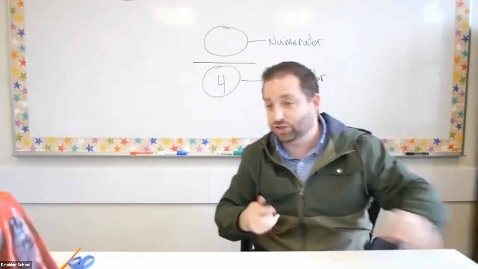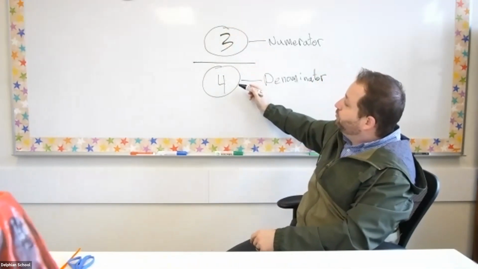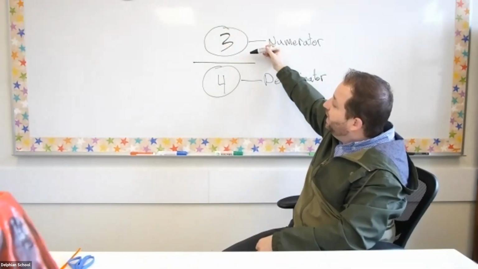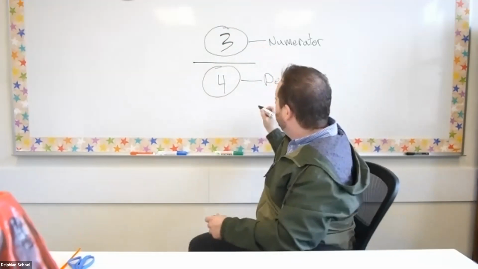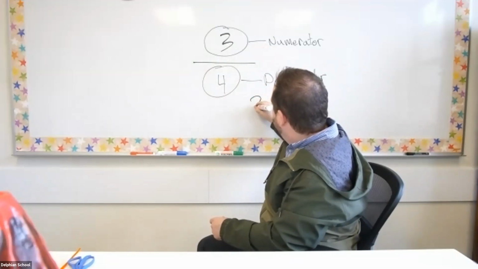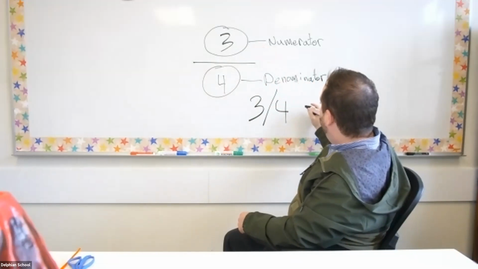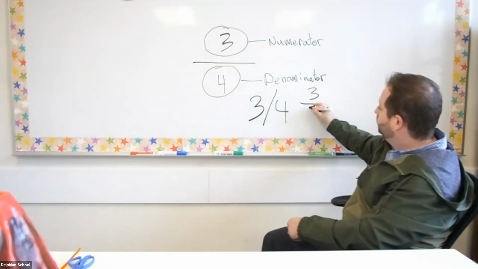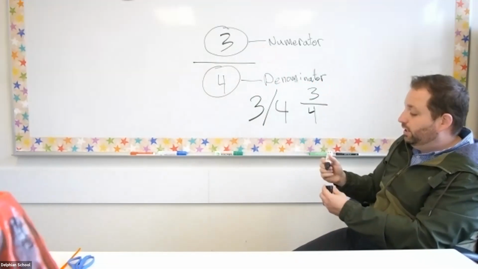Those are really delicious. I would write that 3 out of 4. And we can say it 3 out of 4, or we can say 3/4. Sometimes it's also written like this. That means the same thing as this. Just two different ways to write the same thing.